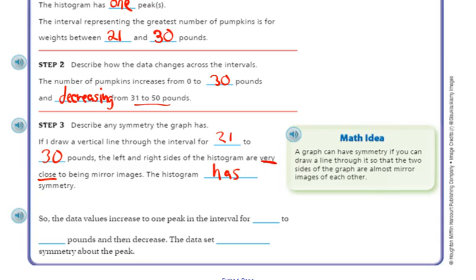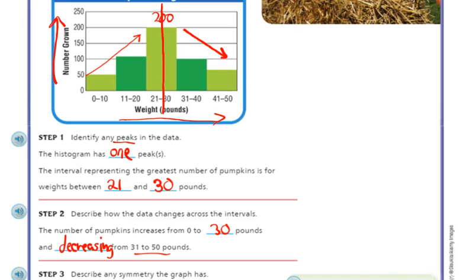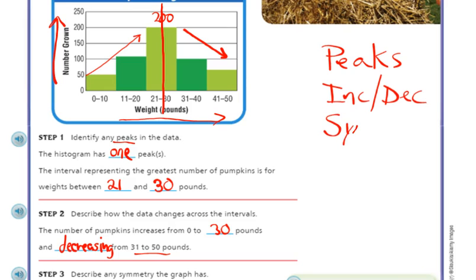So the data values increase to one peak in the intervals for 21 to 30 pounds and then decrease. The data set has line symmetry about the peak. All right, if you take a look at what we've focused on here for that histogram, we identified any peaks. We looked for increasing or decreasing. We looked for symmetry. These are the things that we focused on with histograms.